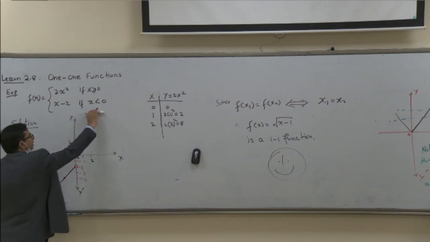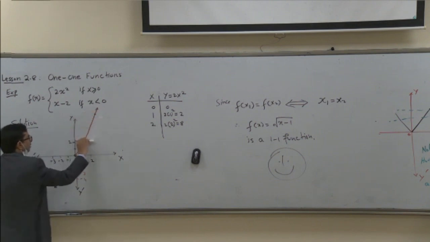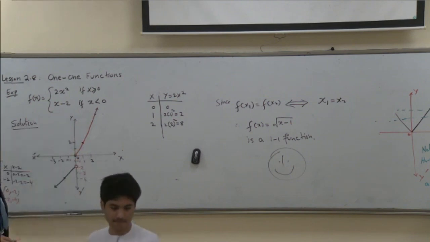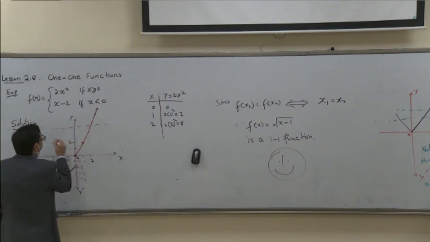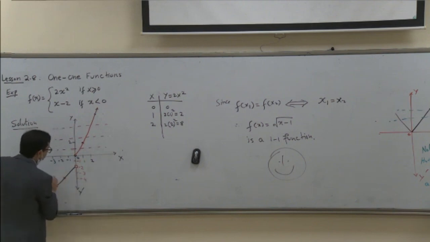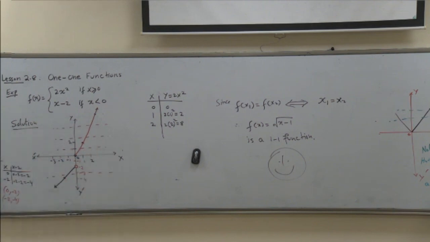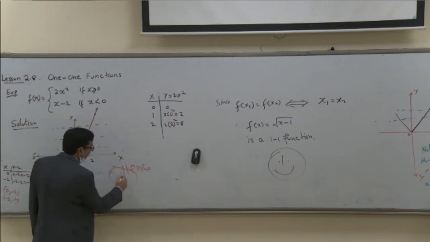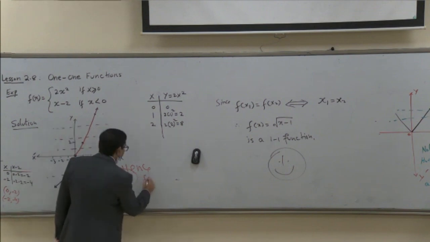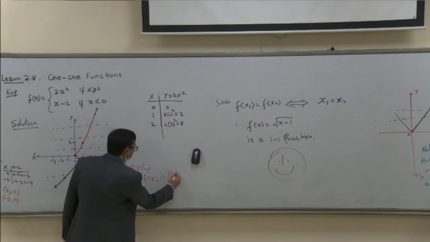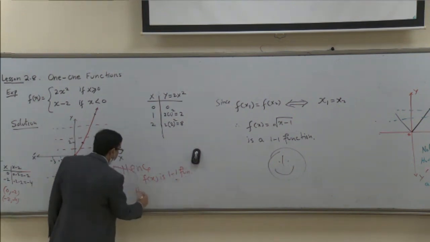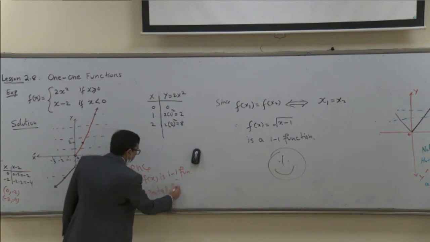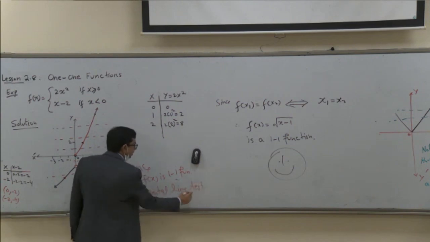This is my horizontal line. How many points cutting? 1, 1, 1. So what you can say, the horizontal line test proves this function is a 1, 1 function. Okay? Hence f(x) is a 1, 1 function. Horizontal line test verifies.